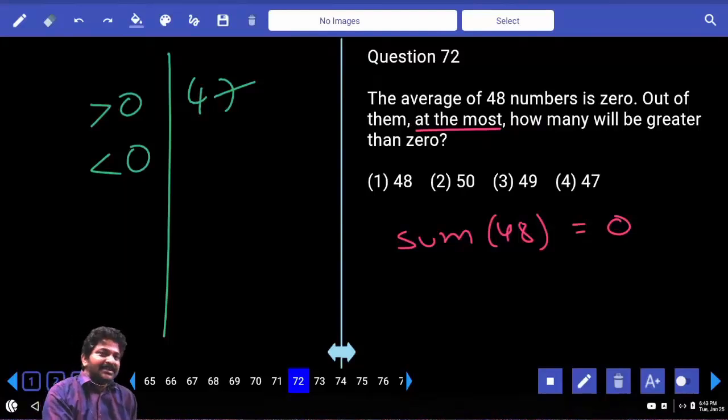How many numbers can be less than 0, that is 1. Same answer, 47.